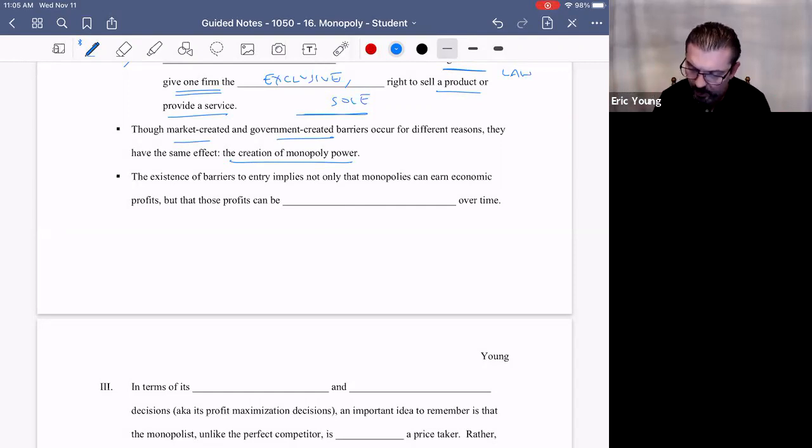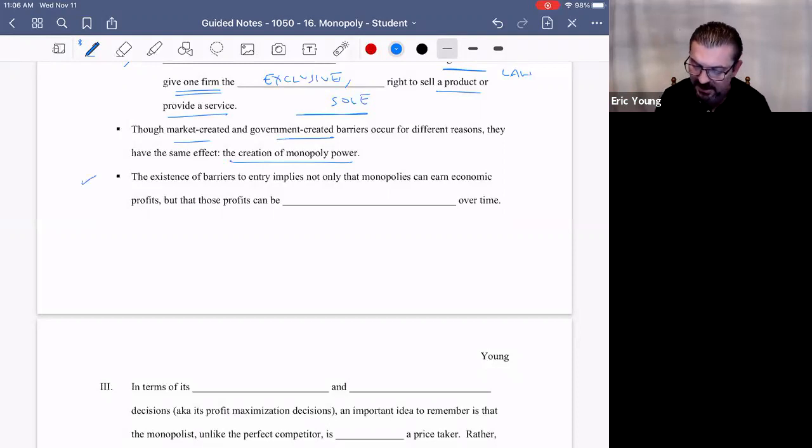There's one more thing I wanted to bring up when it came to barriers to entry. You'll recall in our PC discussion that we had said that if there were profits, that would be an incentive for firms to enter. And we discussed that short run to long run adjustment process, you recall. We had said that in the long run, the presence of profits would drive new firms in, which would increase supply, which would lower price, which would reduce and eliminate those profits. That's not the case in monopoly.